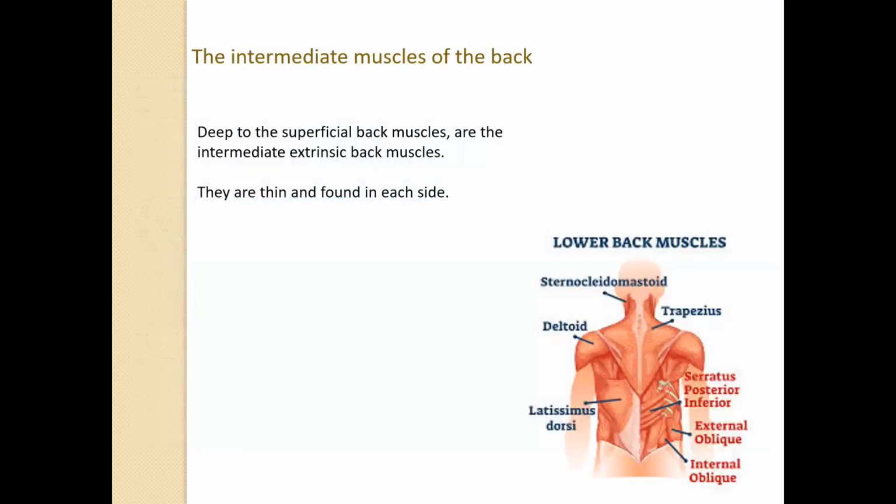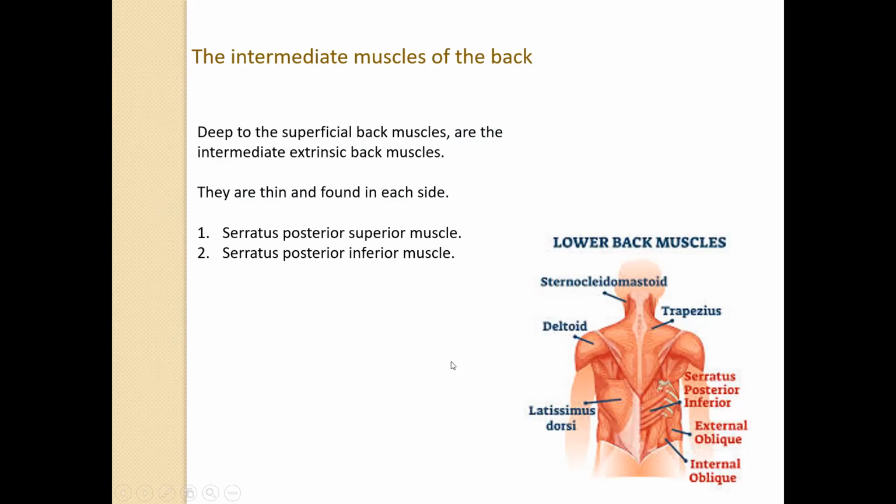Now the next one is the intermediate muscles of the back. So, as I said earlier, they are deep to the superficial back muscles and they are more superficial than the intrinsic muscles. So, they are very thin and found in pairs on each side of the body. And the main ones are the serratus posterior superior muscle and the serratus posterior inferior muscle.